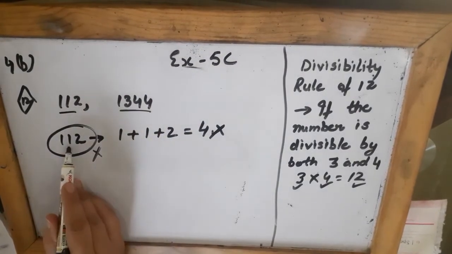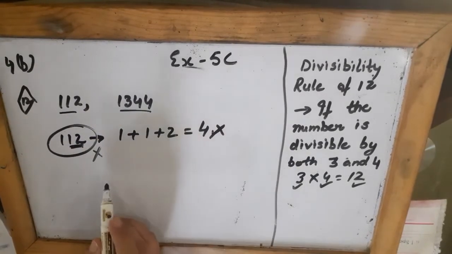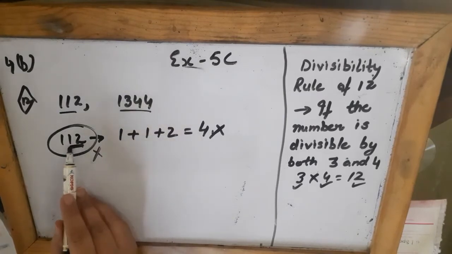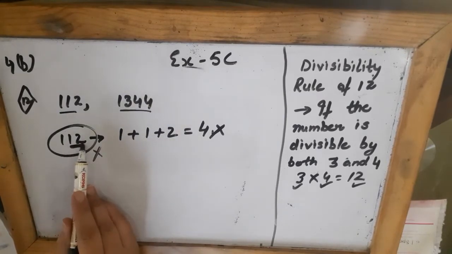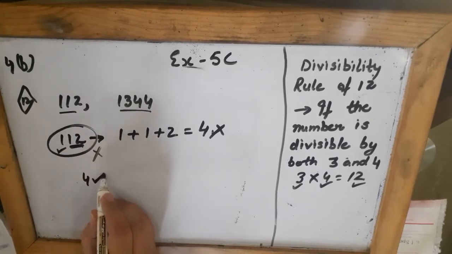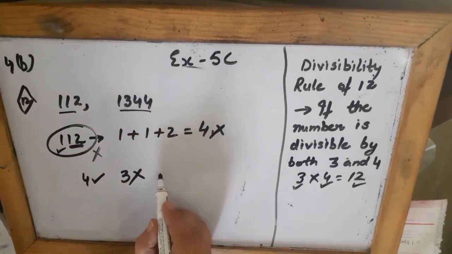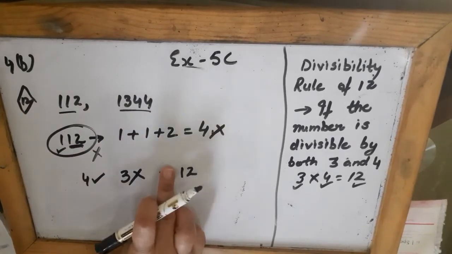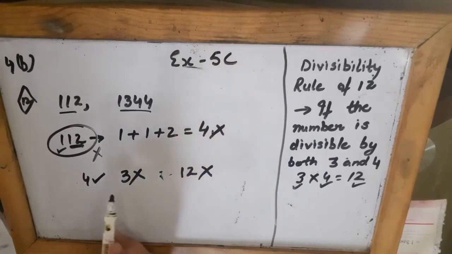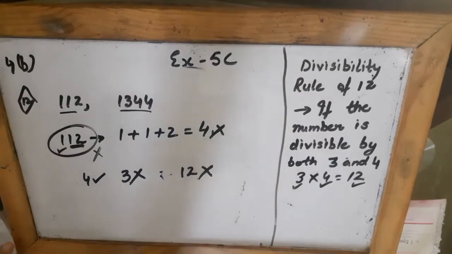Okay, but in order to check for 4, I have to see the last two digits. The last two digits are divisible by 4. So this number is divisible by 4. This is divisible by 4 but not by 3. So it means this number will not be divisible by 12, because it is not divisible by 3, though it is divisible by 4.